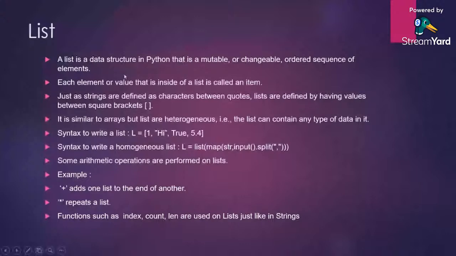It is similar to arrays, but lists are heterogeneous, which means the list can contain any type of data in it, okay? If you remember the C language that we all learned in our first year, I'm pretty sure you remember this by heart: arrays are a homogeneous data structure, etc. I hope you recall it, okay? By homogeneous, we mean that it can hold data of only one data type, okay? Like if you have declared an array as an integer type, all the values that you store inside the array must be integers, okay?